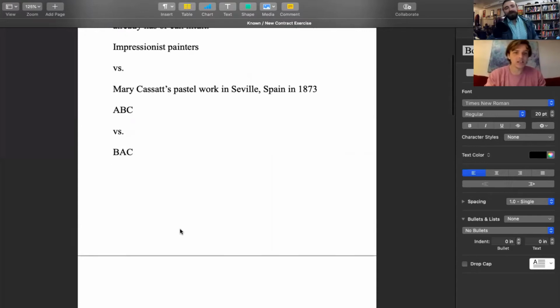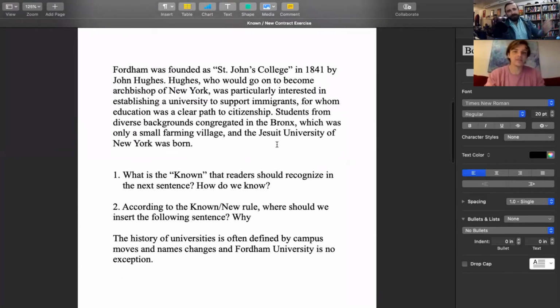Let's take a look at a brief example, a small paragraph that follows the Known-New Contract regarding Fordham. Cathal, would you mind reading out just this brief paragraph here? My pleasure. Let's start. Fordham was founded as St. John's College in 1841 by John Hughes. Hughes, who would go on to become Archbishop of New York, was particularly interested in establishing a university to support immigrants, for whom education was a clear path to citizenship. Students from diverse backgrounds congregated in the Bronx, which was only a small farming village, and the Jesuit University of New York was born. Fabulous, thank you.